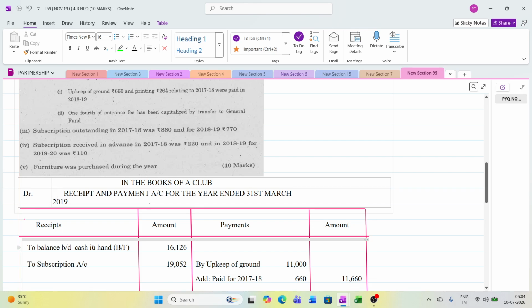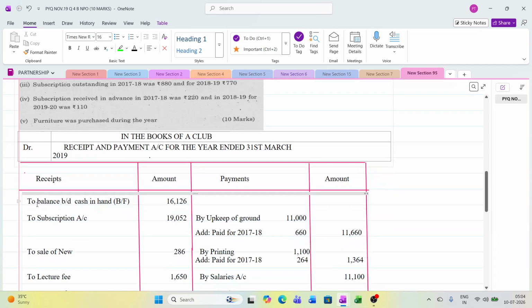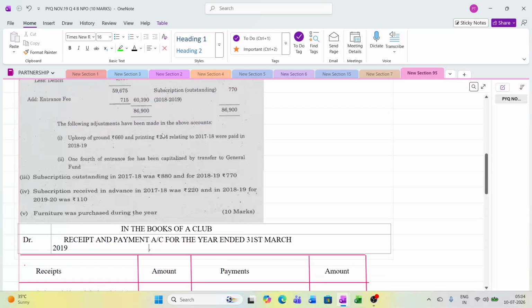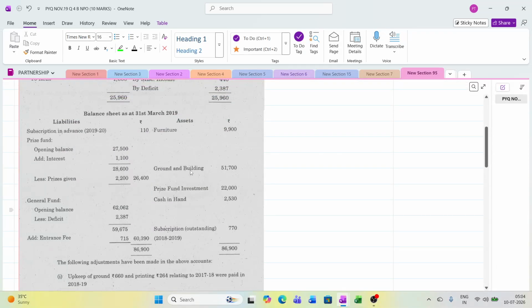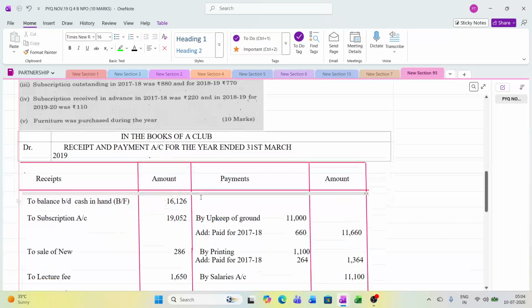Now receipts. The first thing, as I have told you, is that this will start with the balance brought down, cash in hand. This we will get if they have given the previous year's balance sheet. But they didn't give the previous year's balance sheet, so this is the figure we are going to find out. This is the balancing figure.